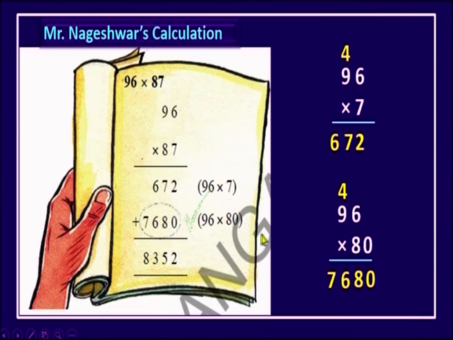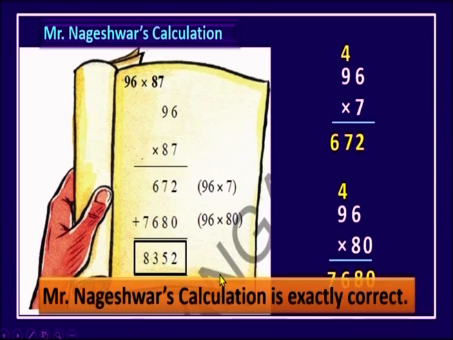Okay. Now let us add these two numbers children. 2 plus 0 is 2, 7 plus 8 is 15, 5, 1 carry, then 6 plus 6 is 12 plus 1 is 13, and 1 carry over. So 1 plus 7 is 8. That means Mr. Nageshwar has done exactly correct.